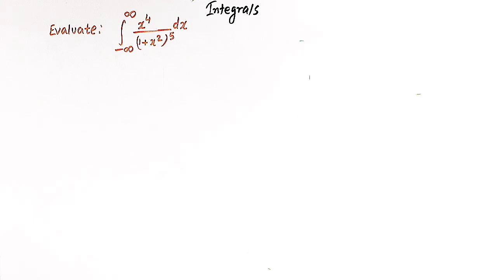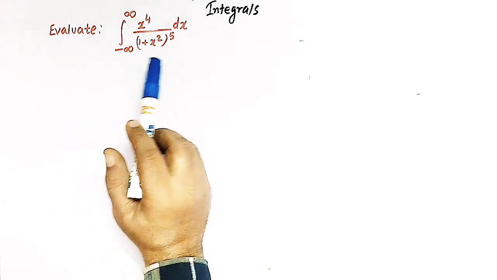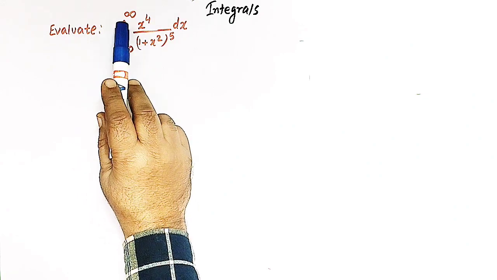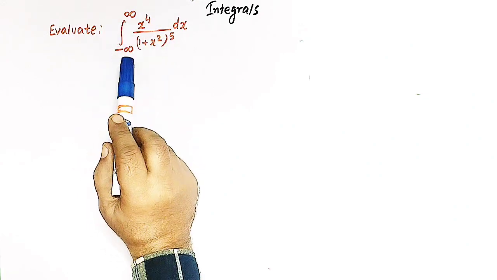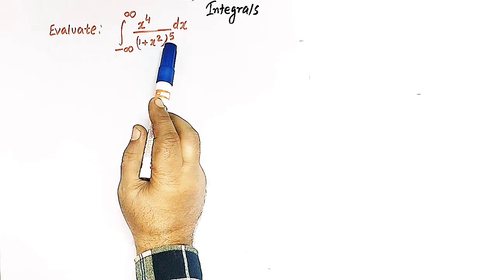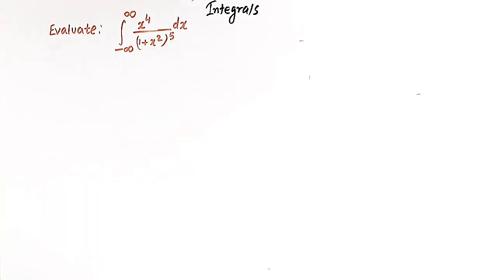Hello viewers, in today's session we are going to discuss another important problem from integration, and in this session we are going to discuss this integral where we have minus infinity to infinity x raised to 4 divided by 1 plus x squared raised to power 5, right? So here we'll see how we can evaluate this integral using some properties of definite integrals, and using the concept of beta and gamma functions. So let us start.